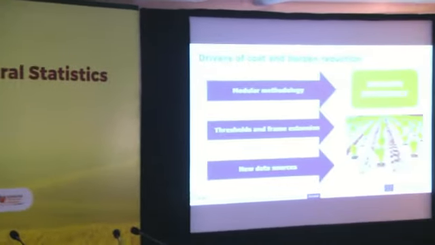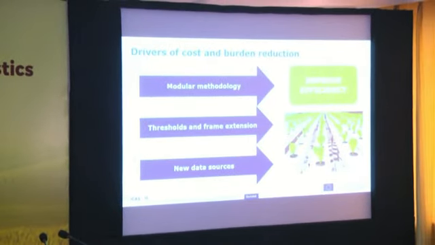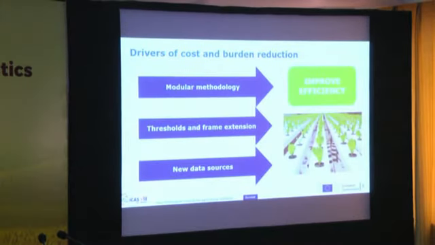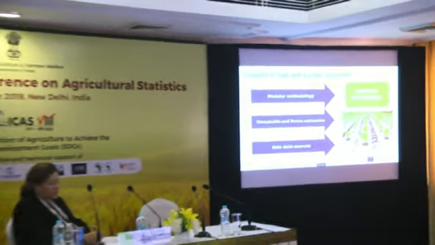So when we look at what the drivers of cost and burden are, and how we can improve the efficiency, we looked at what is done in the global strategy for agricultural statistics at global level, and go for a modular methodology. We look also at thresholds and sample sizes, frame extension on how to make it better, and then also at new data sources. And I try to focus most on these new data sources here.